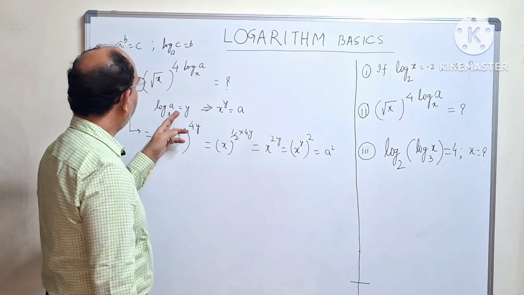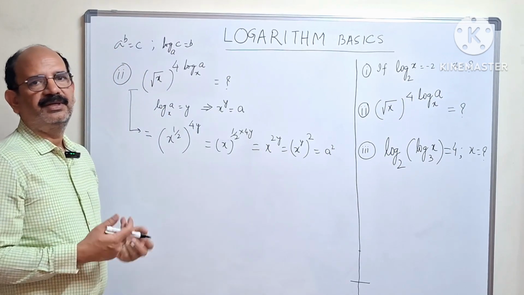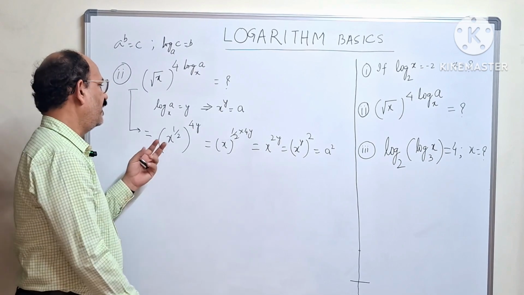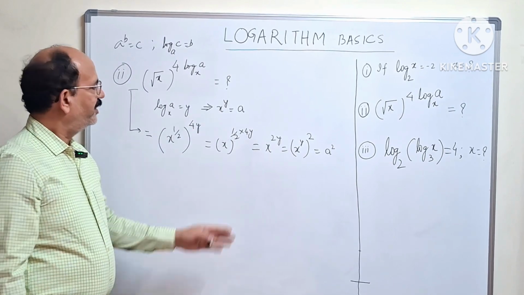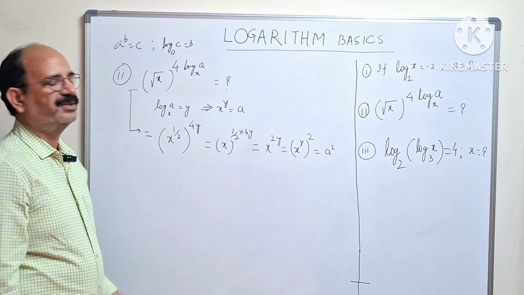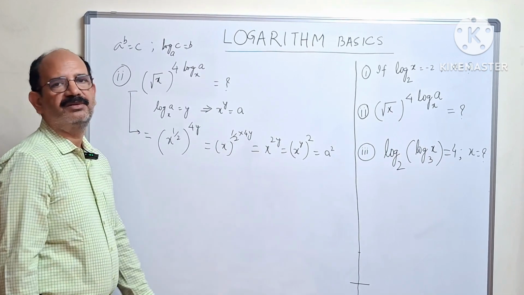So if you know this relationship and you have a good understanding of how to resolve the exponents, then you should be able to converge it into a very small solution.